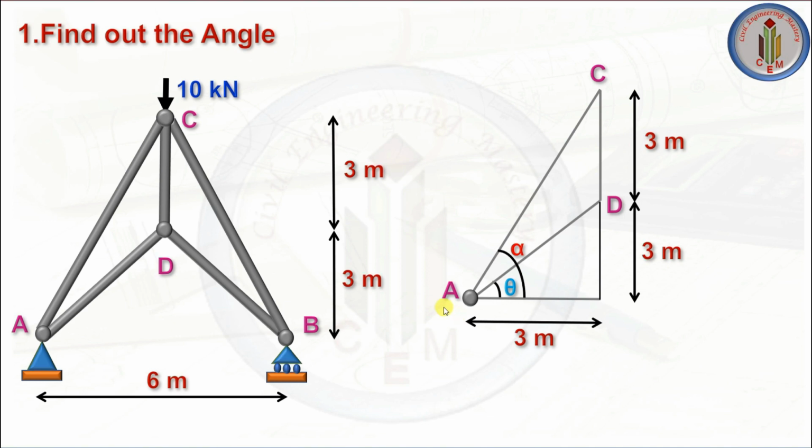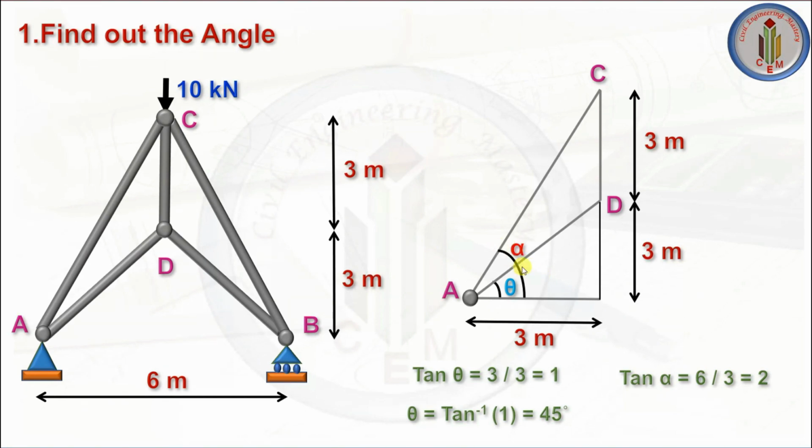To find out the angle, let's consider the triangle ACD. This angle is theta and this angle is alpha. We know the distance: this is half the distance from here to the center, 3 meters, and this distance we know. From this we need to find the angle. First let's find theta. tan theta is 3 by 3, so theta is equal to tan inverse of 1, which is 45 degrees.